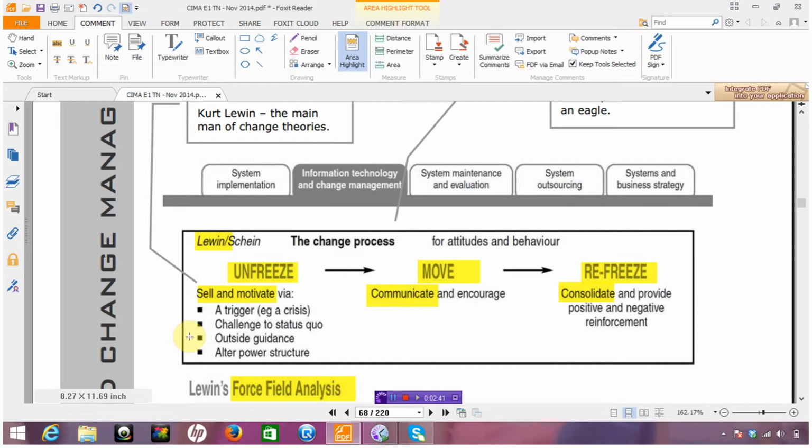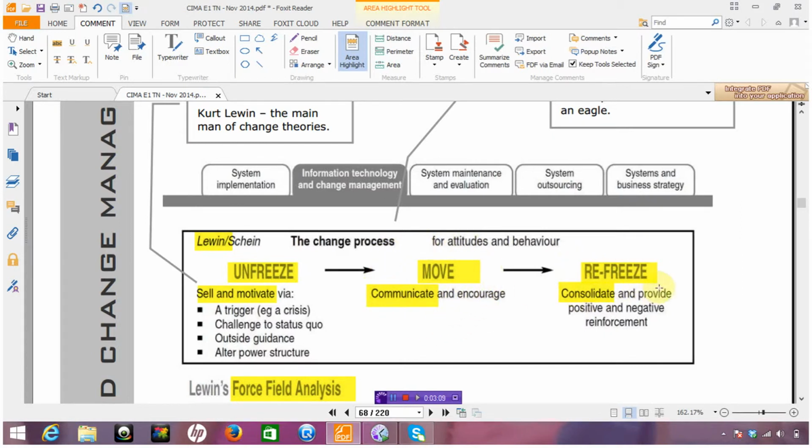The second phase is what we call move, and it's sometimes referred to as change, believe it or not. Under that heading, the change is actually taking place. So what we've got to be doing in terms of stakeholders involved in the company, particularly employees, is communicating what's going on and encouraging those involved. This stage is where things start to happen.